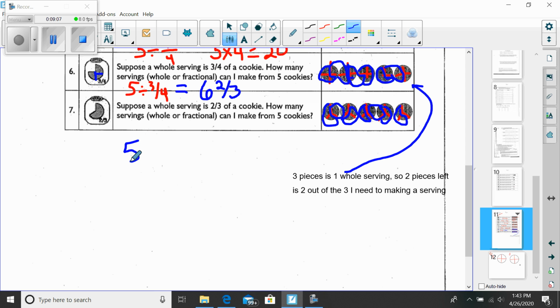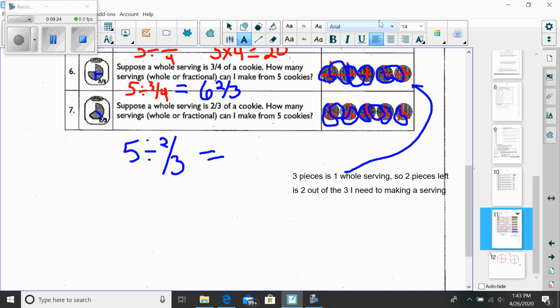So again, it looks like 7 1/3, right? Because you do have a third of a cookie left. Okay, but remember that a third of a cookie, if I come over here and look at this, a third of a cookie is half of a serving. So let me write that down again. A third of a cookie is a half of a serving. Okay, so I end up getting here 7.5.